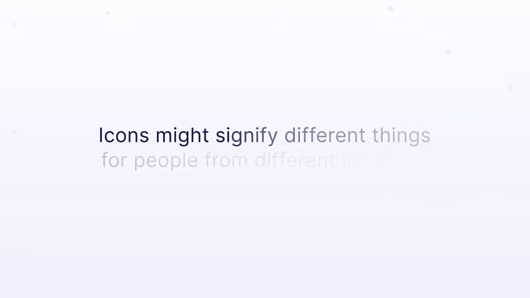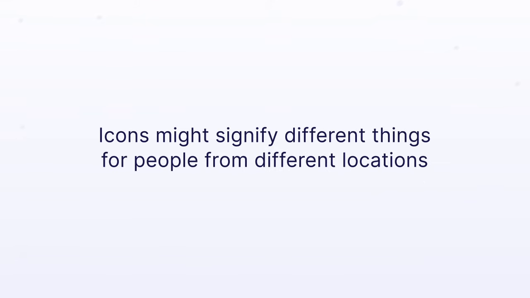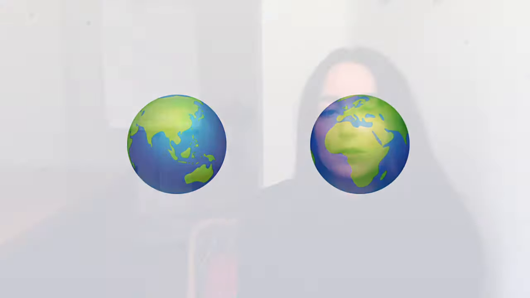You should also consider details like icons, because they might signify different things for people from different locations. For instance, an icon of a globe for Australian visitors would look very different for visitors from Africa. So choosing a globe icon that can be easily recognized for anybody no matter where you live is probably more recommended.